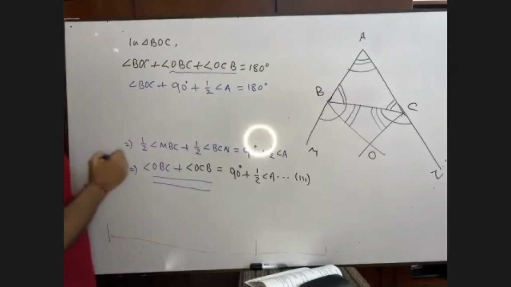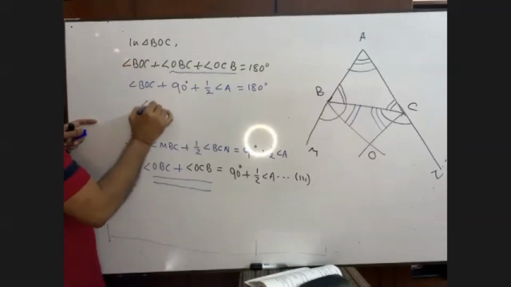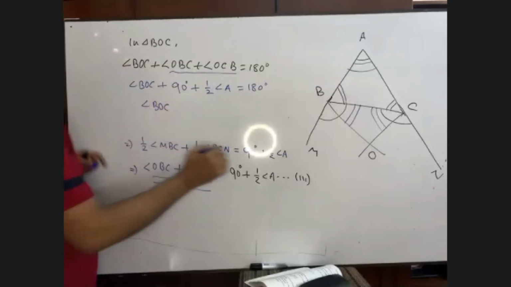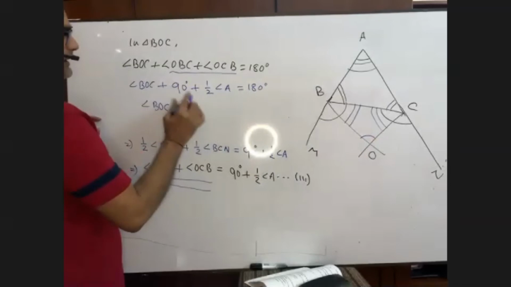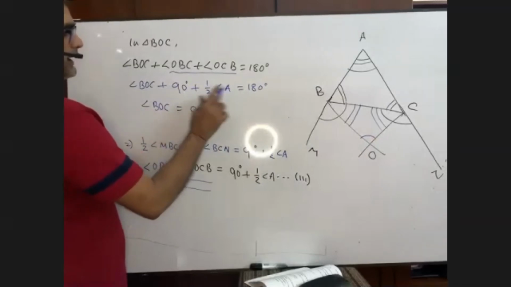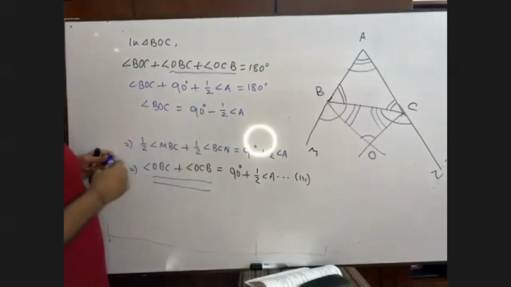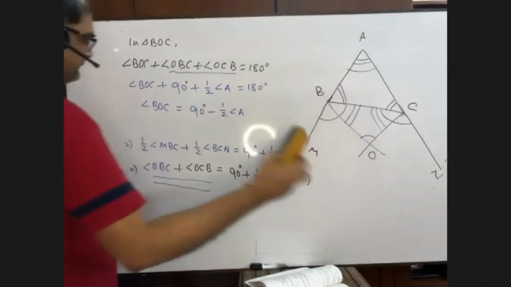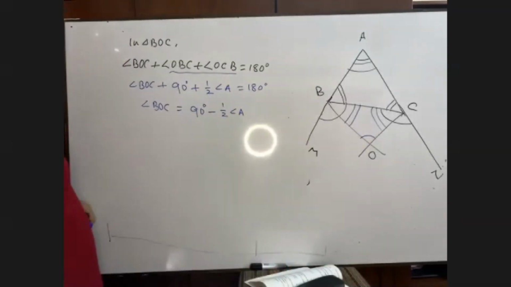This is BOC, it is not given here. Now, we have to find BOC. We have to always find this angle. So BOC equals 180 minus 90, which is 90 degrees, and the half of angle A is taken to the right hand side. Our math is done. Is it okay? Yes, sir.